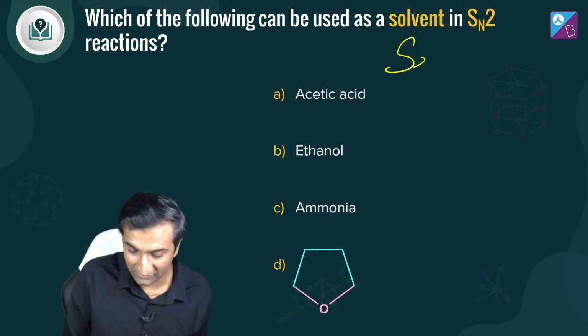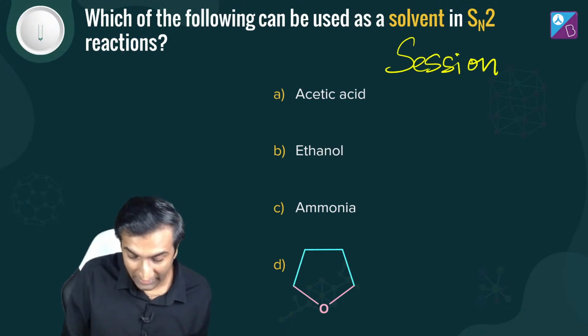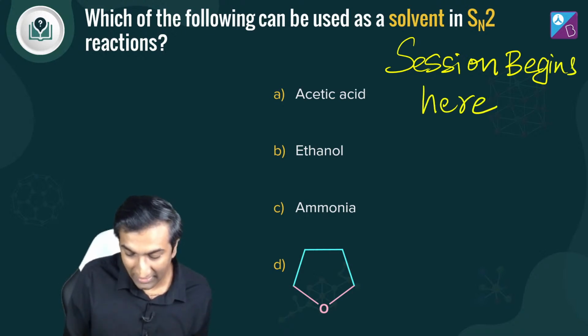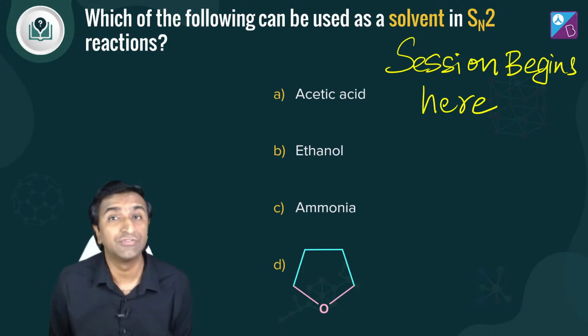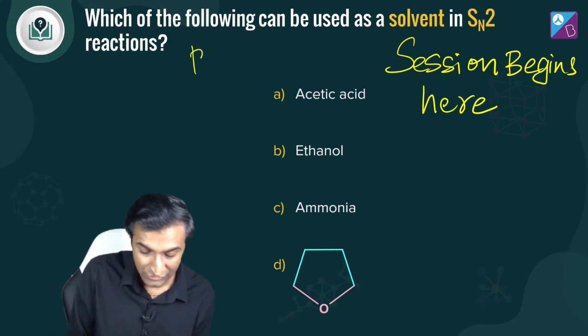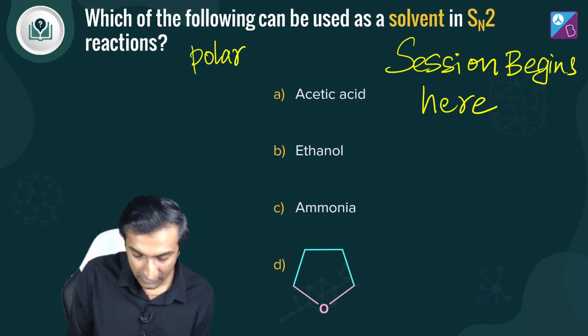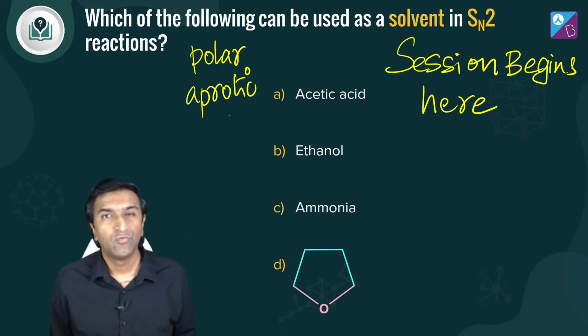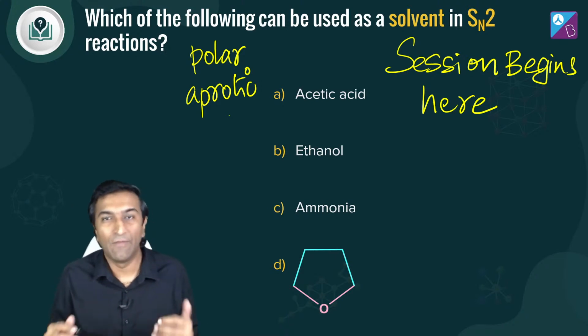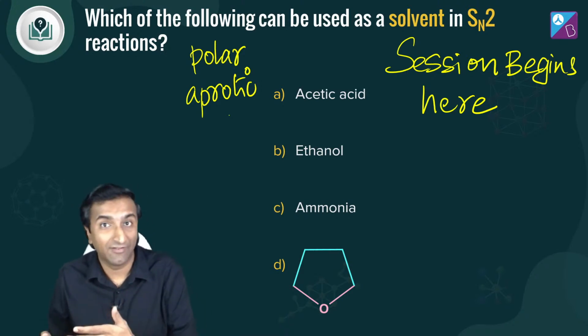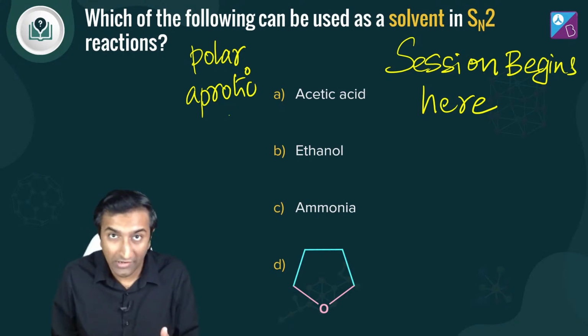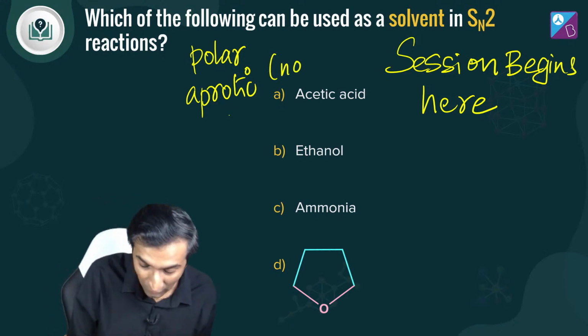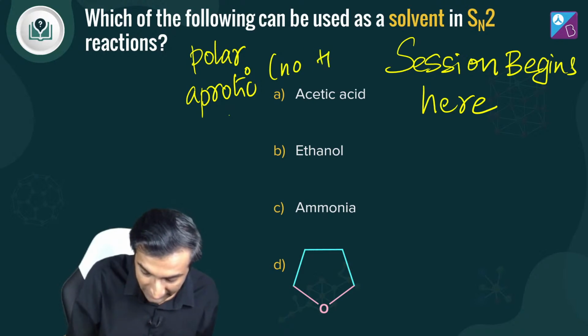The session begins here. Which of the following can be used as a solvent in SN2 reactions? Remember, SN2 reactions were in the last session. Polar aprotic solvent. Why polar aprotic solvent? Because aprotic solvent will not really solvate the nucleophile very well. So the nucleophile is free to attack. Okay, and the only one that is polar and aprotic. Aprotic means no H, right? Protic means proton.